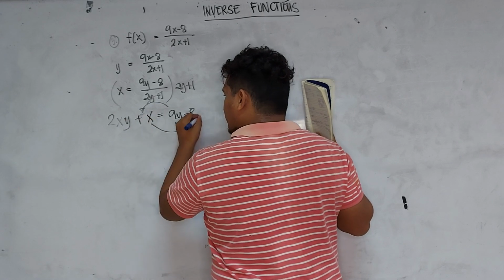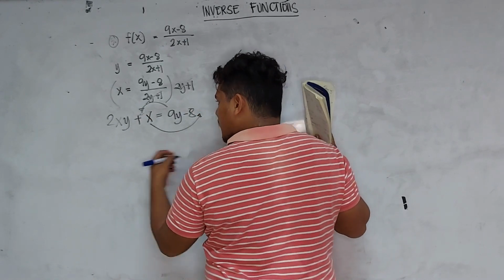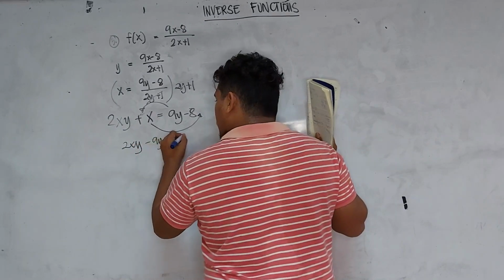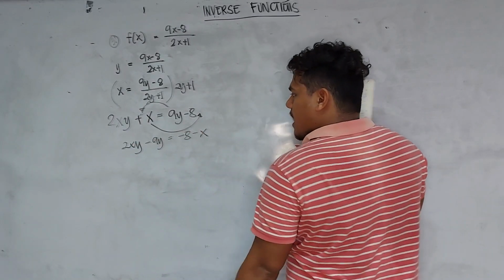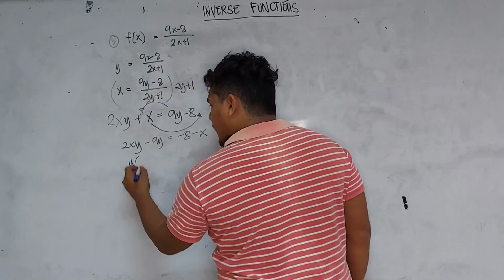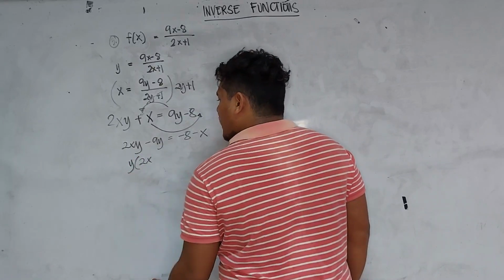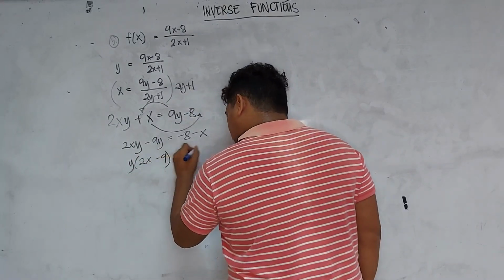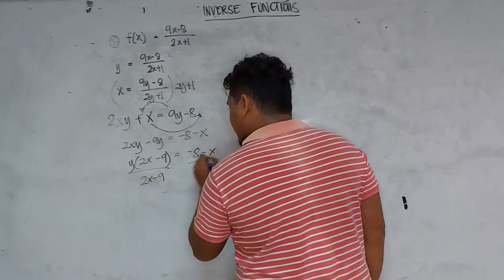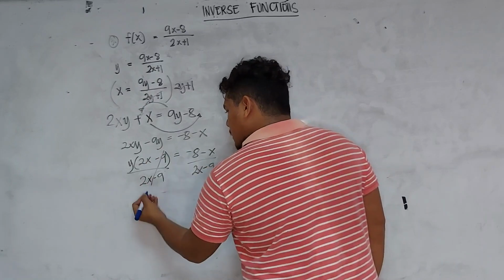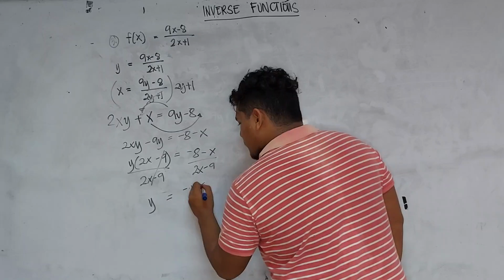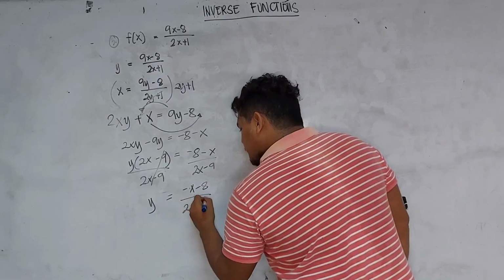Collate all of the y's and x to the other side. This becomes 2xy minus 9y equals negative 8 minus x. So, once you factor out y from both: 2xy divided by y, that is 2x. Negative 9y divided by y, negative 9, is equal to negative 8 minus x. Divide 2x minus 9 on both sides. This becomes y is equal to negative x minus 8 over 2x minus 9.